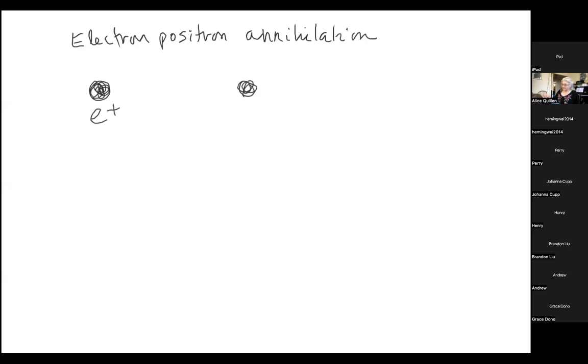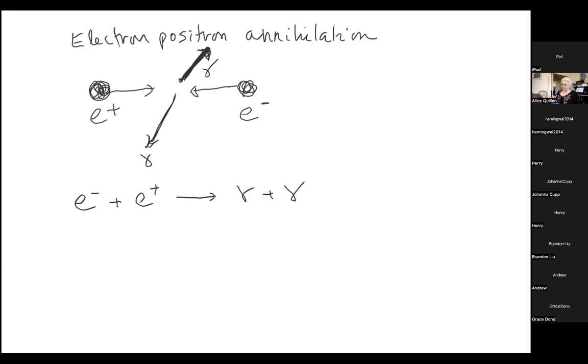So let's talk about electron positron annihilation. So in electron positron annihilation, a positron comes in and an electron comes in, and out come 2 photons. They have to be anti-aligned, otherwise momentum isn't conserved. For this particular process, you can write this reaction like this. So this is the electron, that's the positron. They have the same rest mass, but the opposite charge.